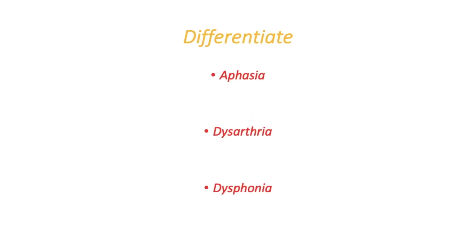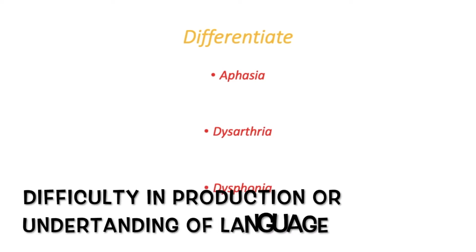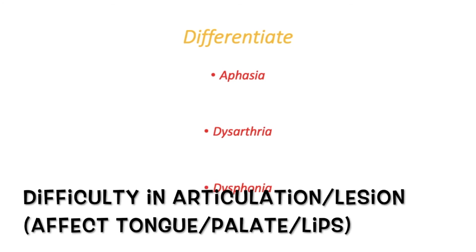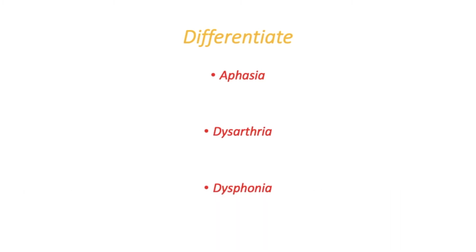Now it's very easy to confuse these three terminologies. Aphasia simply means there is difficulty in production or understanding language, so it's a disorder of language. As opposed to dysarthria, which is a difficulty in articulation. That means the lesion is at the tongue, the palate, the mouth level. That's why when you test for it, you say la la la la la, ma ma ma ma ma, ga ga ga ga ga. That is part of the cranial nerve exam.